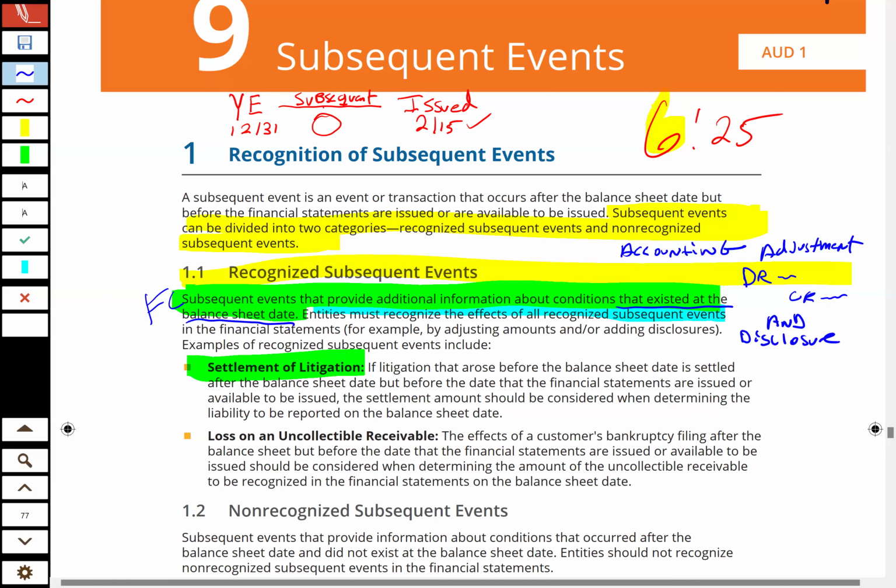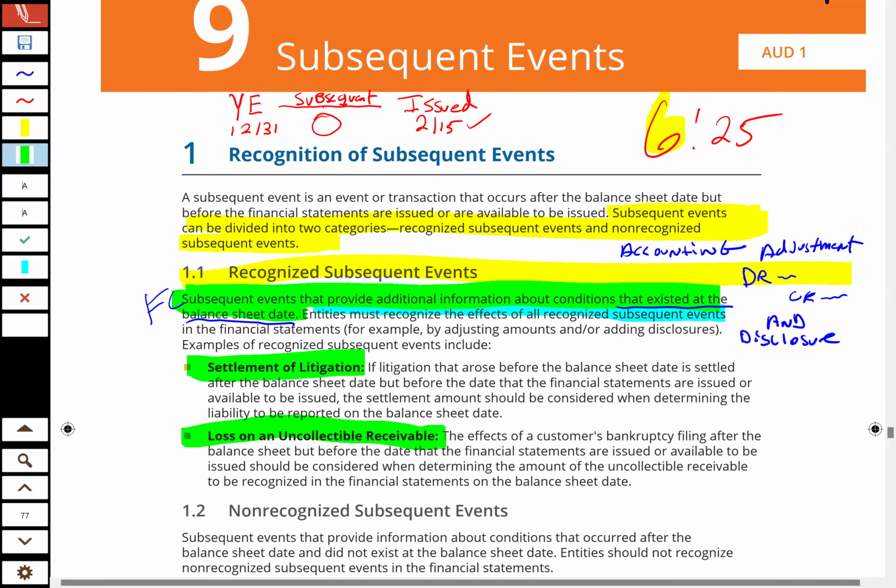Question. Okay, loss on account receivable. What happens? I have a situation in which I have a client that files for bankruptcy in December of 2023. I find out that they're not able to pay me in January of 2024. Did the conditions exist at the balance sheet date?